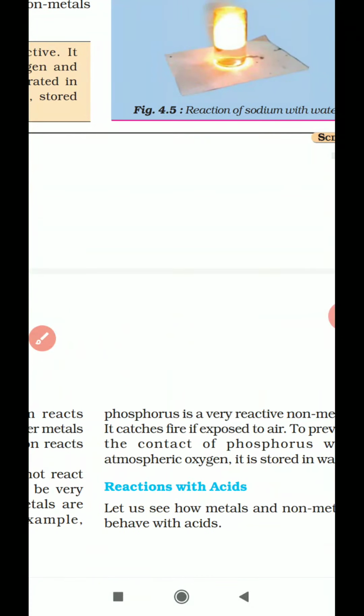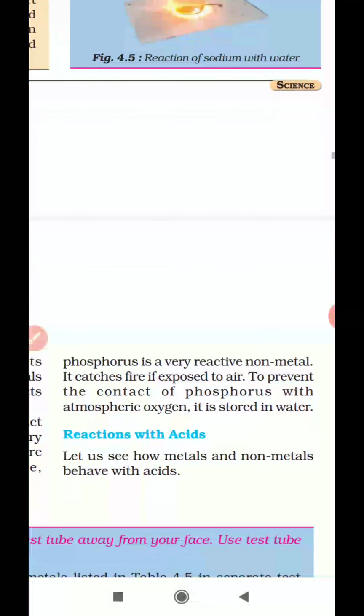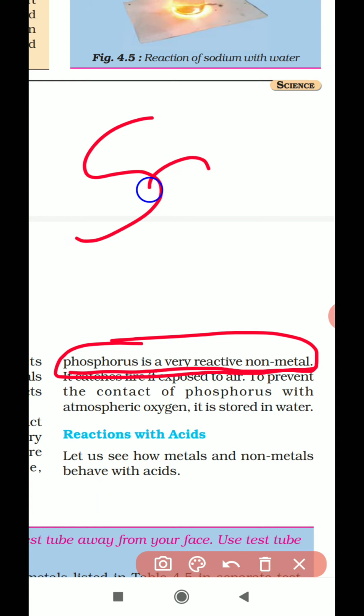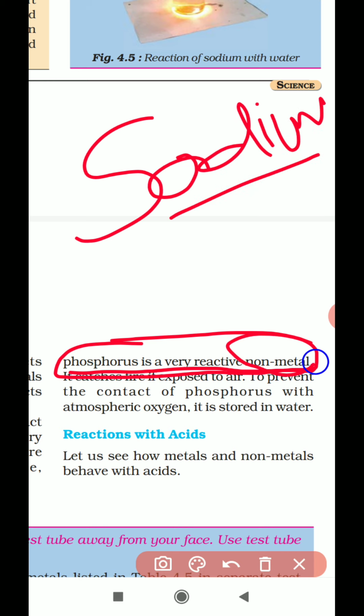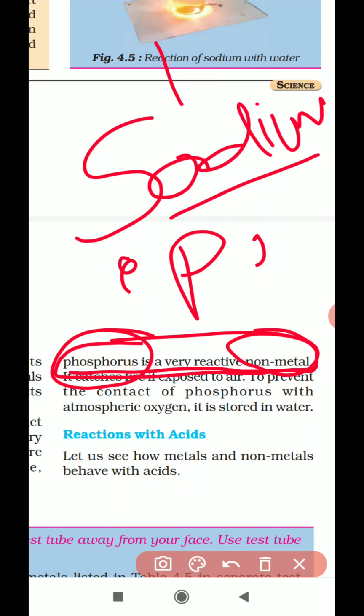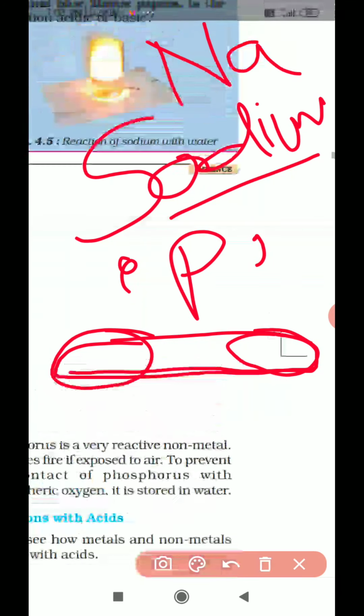Phosphorus is a very reactive non-metal. In a one mark question they may ask, which is a very reactive metal. If they ask this, your answer should be sodium. If they ask which is a very reactive non-metal, your answer must be phosphorus. P is the chemical formula for phosphorus. The chemical formula of sodium is Na.